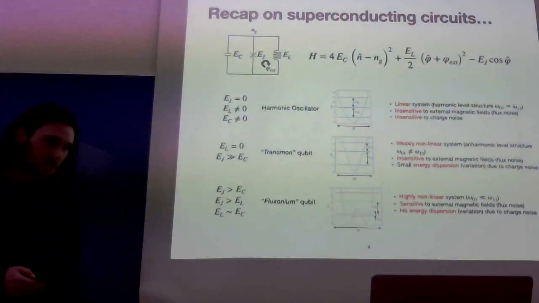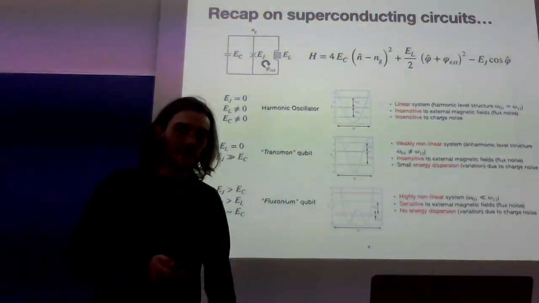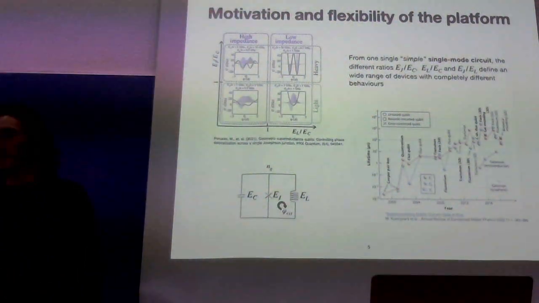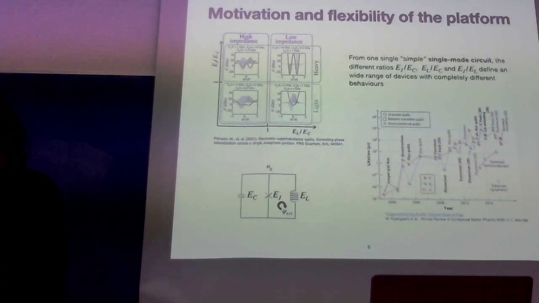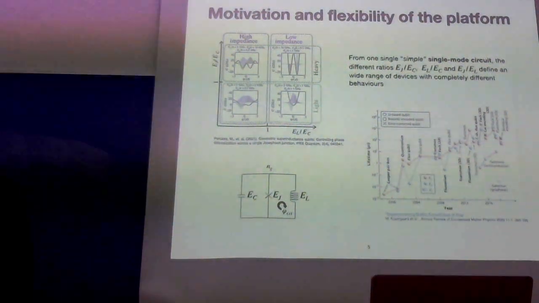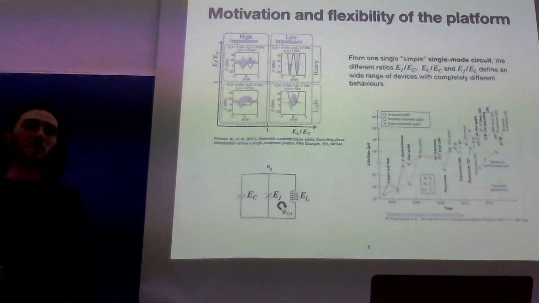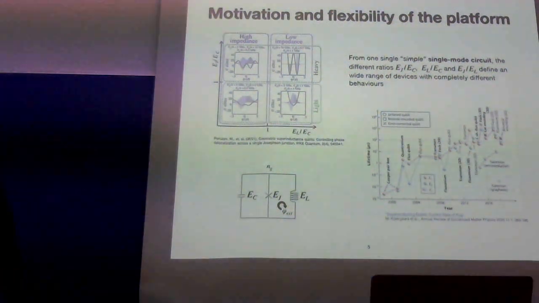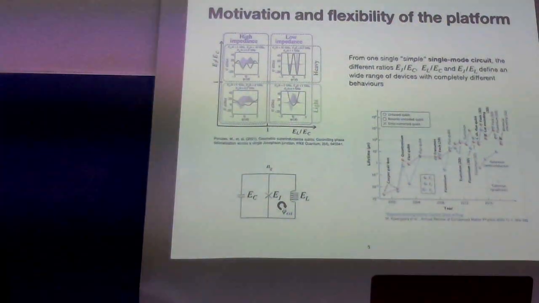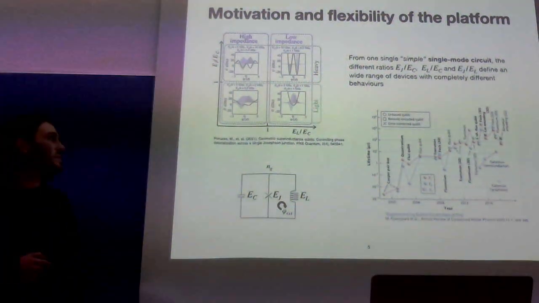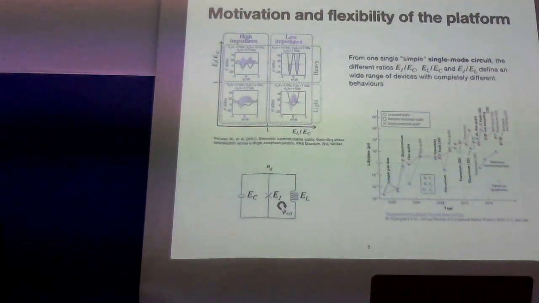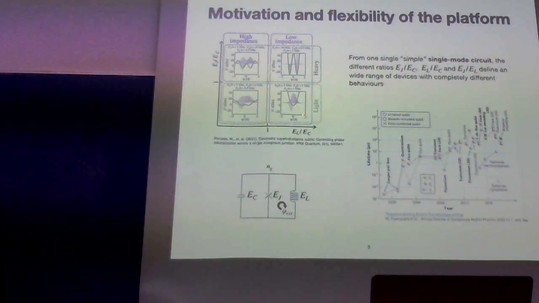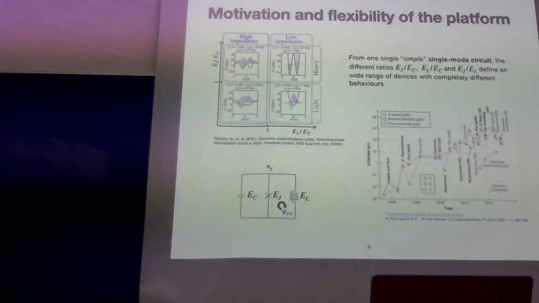So with this, what I wanted to show is that with this really simple system, which is basically a single mode circuit, we have completely different behaviors, and we have a lot of different combinations that we can reach, and a lot of different quantum systems that we can engineer with different properties. Here, I just mentioned three, but there are a lot of them. This is an image from a paper from Matilda Peruso, and here they show that with different relations between these energies, we have different devices with different characteristics.